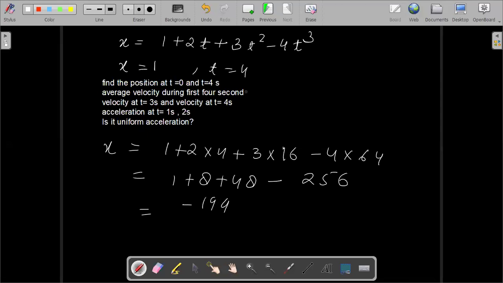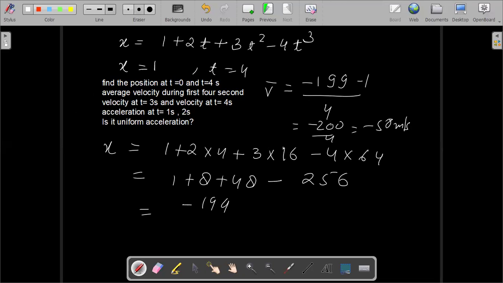Then average velocity. You can obtain average velocity as total displacement by total time. Total displacement will be final position minus initial position. So that will be negative 199 minus 1 divided by 4. So it's negative 200 by 4, which is negative 50 meter per second. Got it? Yes, sir. Then try out parts 3, 4, and 5.